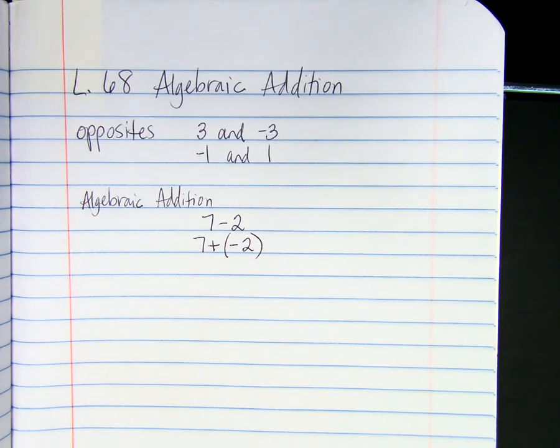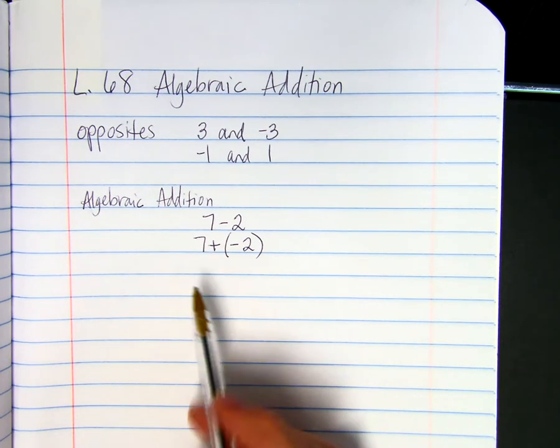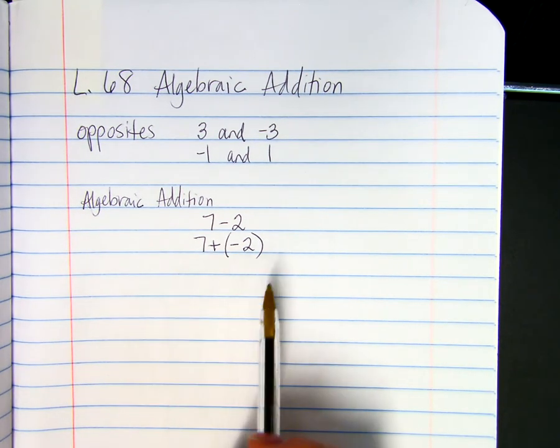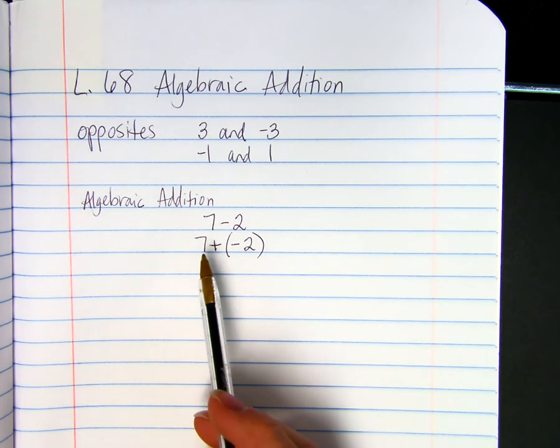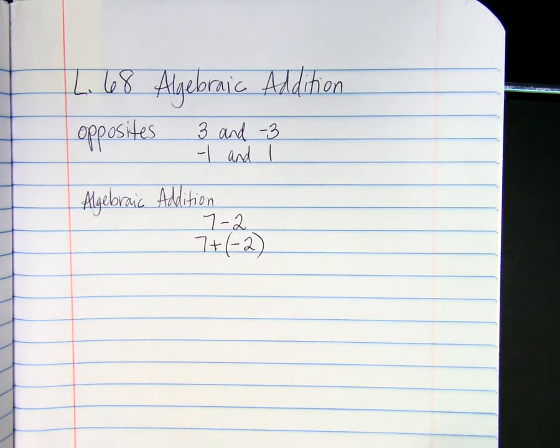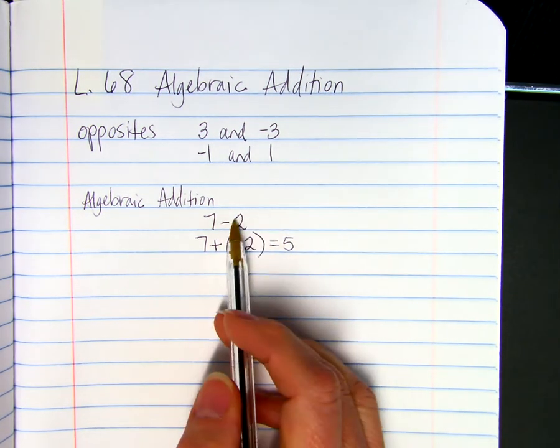If you remember, we learned this a couple lessons ago, where if you had teams of positives and negatives, there's 7 people on the positive team, 2 people on the negative team, the positives win by 5. So they have 5 more players than the other one. So this is going to equal 5, which you can do in your head.